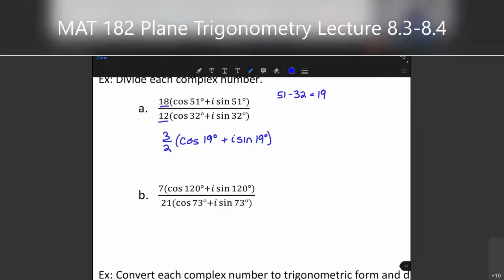To look at part B, what would be our new modulus? We have a 7 and a 21. Again, we can try to reduce those. That would be a 1/3 ratio. That looks great. And then how about our argument? Anybody new want to throw out the argument?